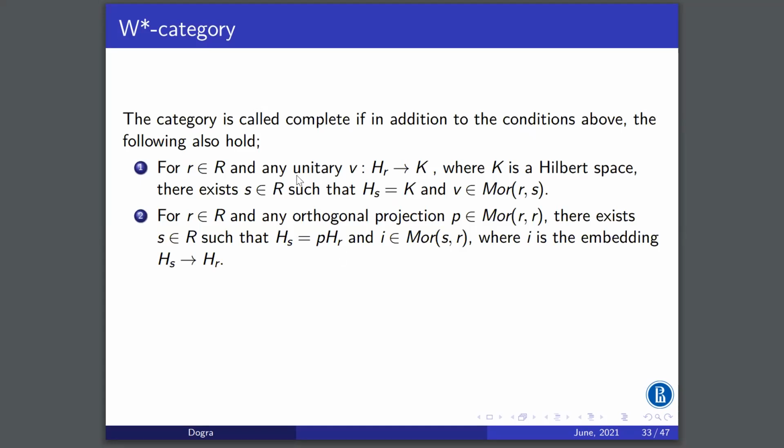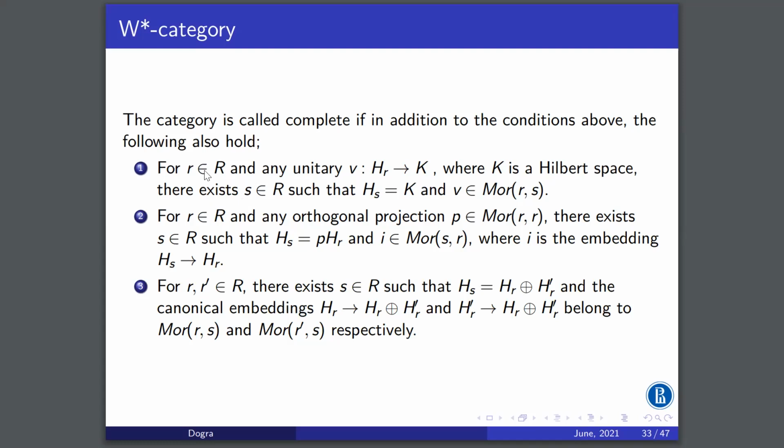And that category is called complete if, in addition to the seven conditions, it also satisfies these three conditions. So for any object R and any unitary map between H_R and any arbitrary Hilbert space K, there exists another object S such that the arbitrary Hilbert space coincides with the space with respect to that representation S. And V is also a bounded linear operator between H_R and K, which is H_S, and also lies in the subspace that is being considered.